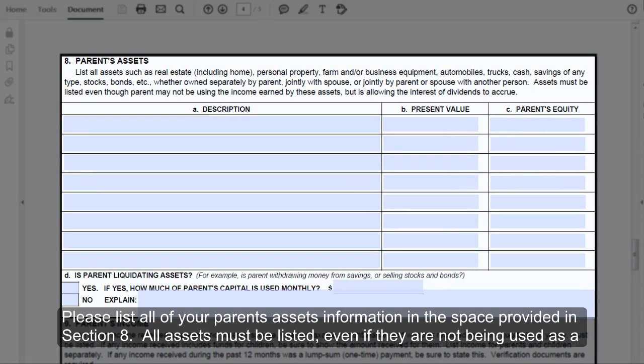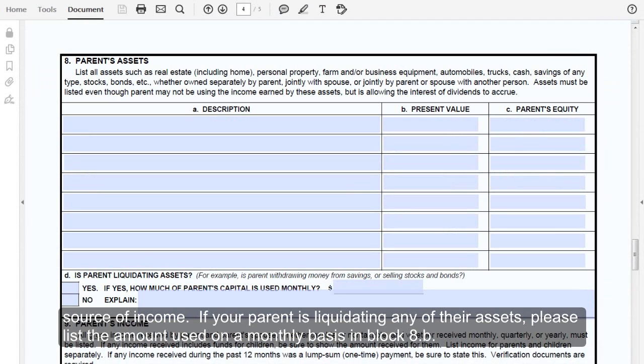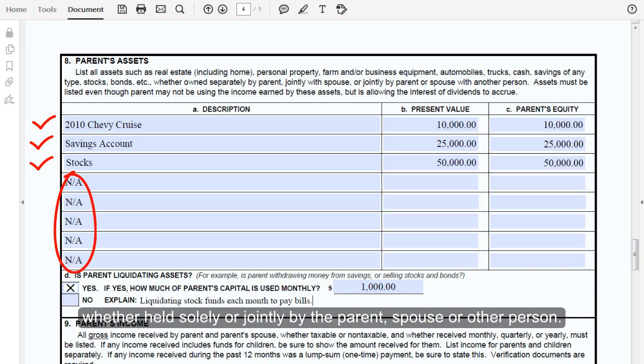Please list all your parent's assets information in the space provided in Section 8. All assets must be listed even if they are not being used as a source of income. If your parent is liquidating any of their assets, please list the amount used on a monthly basis in Block 8B. Examples of assets may be vehicles, houses, personal property, farm or business equipment, cash, savings, stocks or bonds whether held solely or jointly by the parent, spouse, or other person.